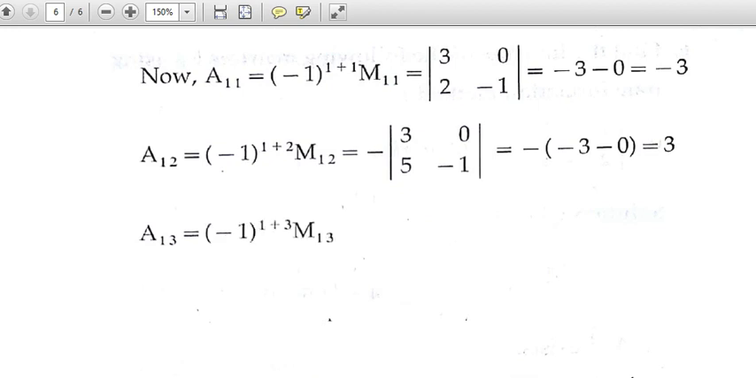Next A13, that is minus 1 raised to 1 plus 3 into M13, which is equal to the determinant we get after deleting first row, third column, and we will get 3 3 5 2. Now the expansion of the determinant is 3 into 2, that is 6, minus 5 into 3 is 15, which is equal to minus 9.